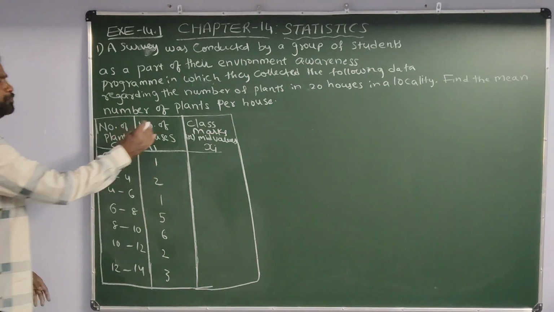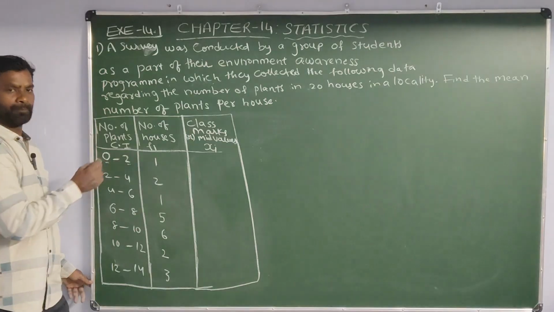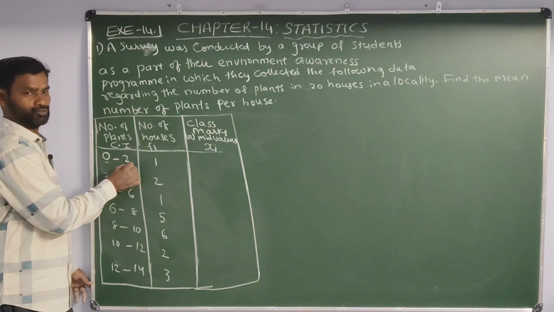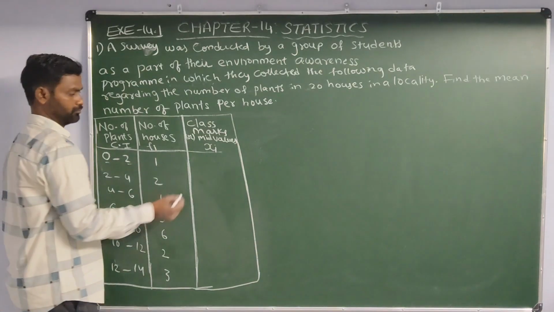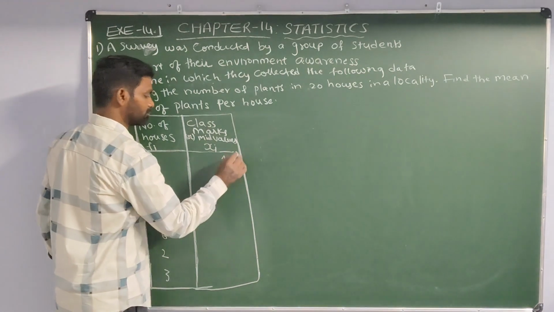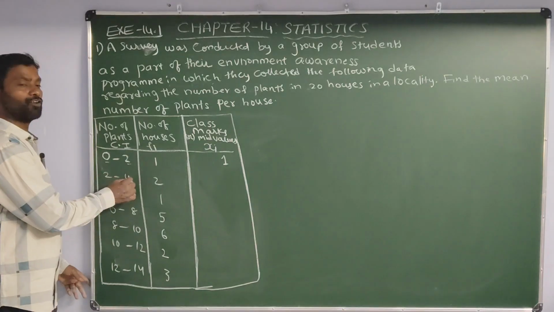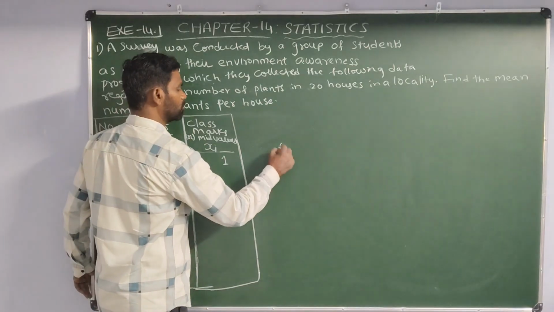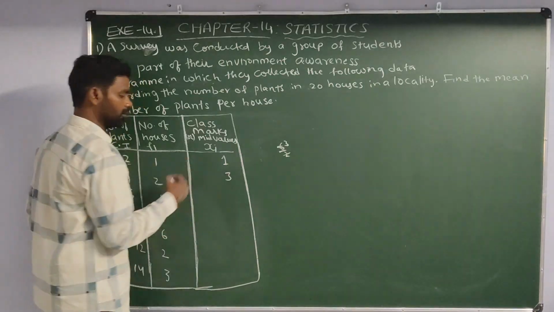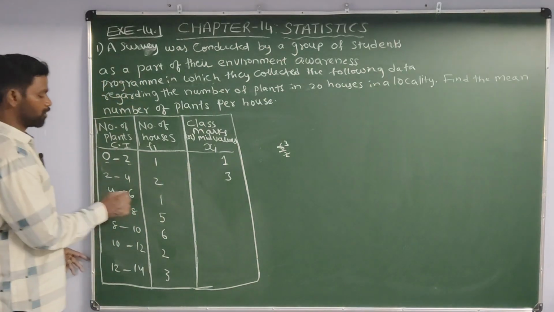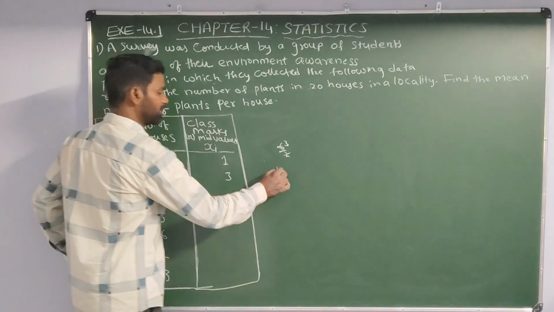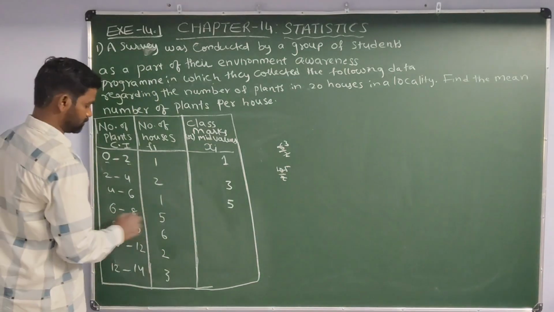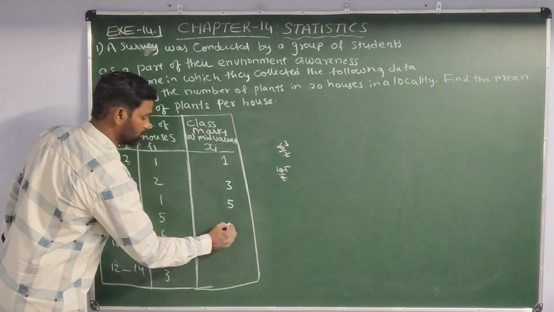So how to find these mid values or class marks? It's very simple. You add the lower limit and upper limit. 0 plus 2 is 2. 2 divided by 2 is 1. Next 2 plus 4 is 6. 6 divided by 2 is 3. It's very simple and easy. 4 plus 6 is 10. 10 divided by 2 is 5. Next 6 plus 8 is 14. 14 divided by 2 is 7.